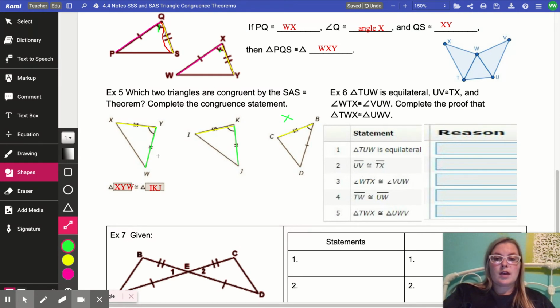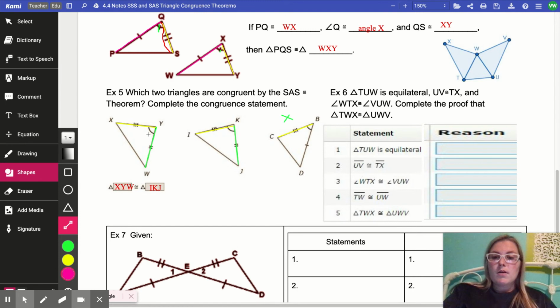So that means that YW is congruent to KJ, but BD isn't congruent to anything. So now that I know in my first 2 triangles I have 2 sides that are congruent, I want to make sure that the angle between those 2 sides are also congruent. Because if that angle isn't congruent, then I don't have congruent triangles by side, angle, side.